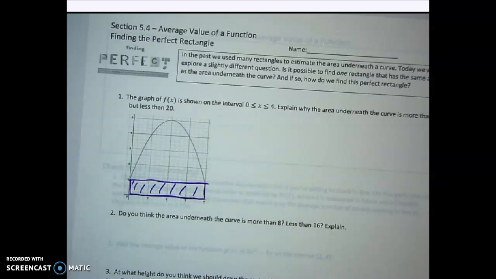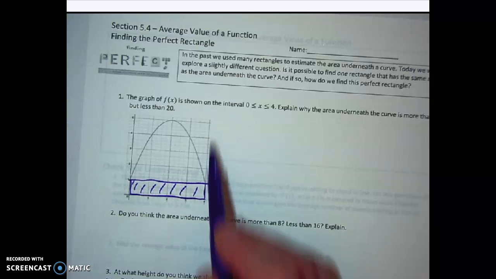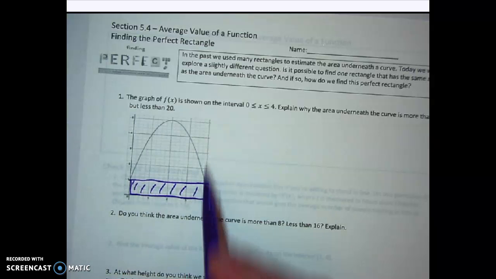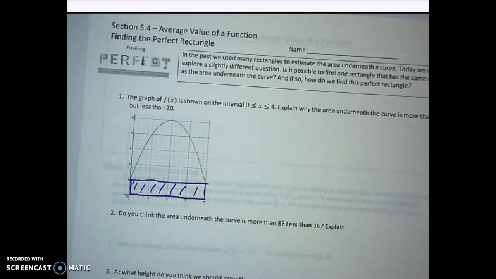An area of 20, well, again, my base is 4, so it would have to have a height of 5. That would be this whole rectangle here. And obviously that covers area that's outside of my curve. So obviously 20 would be too high of an estimate.